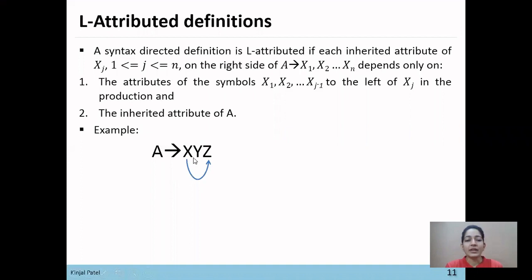But if x.inherited attribute depends on the z.inherited attribute, means the x depends on its right sibling, then this definition is not L-attributed definition. So the inherited attribute should depend on the left siblings only, or parent of that sibling. So in L-attributed definition, if the attribute is inherited attribute, then it can depend on left siblings or parents only. And if it is synthesized attribute, then it can depend on any of its child.